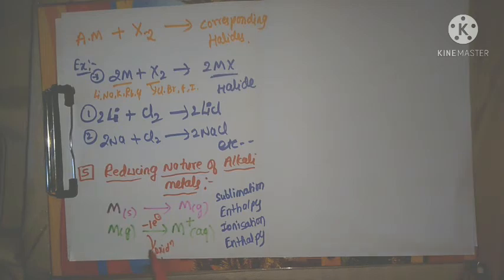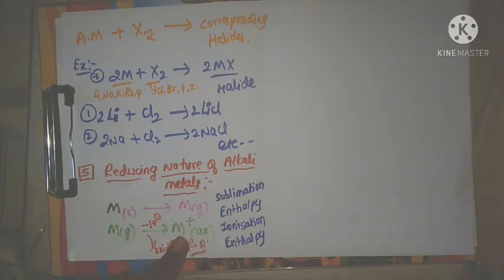Oxidation. Already we know the oxidizing agent: what is meant by oxidizing agent? The one which itself undergoes reduction. Now, what is meant by reducing agent, the definition? The one which undergoes oxidation. Means here the alkali metal which is present in the gaseous state is acting as a reducing agent. That is the name, reducing nature of alkali metals.